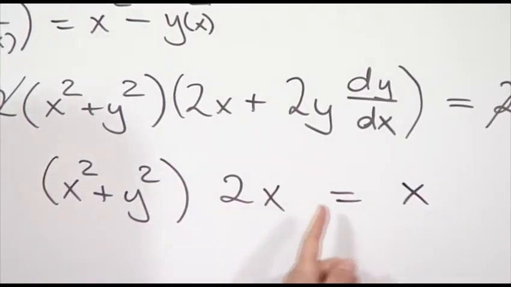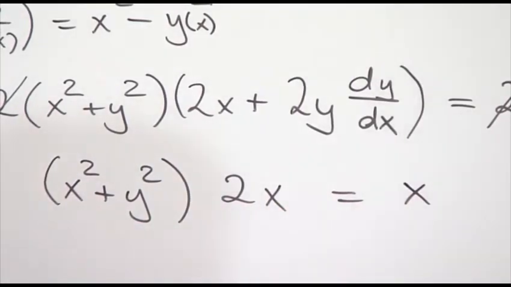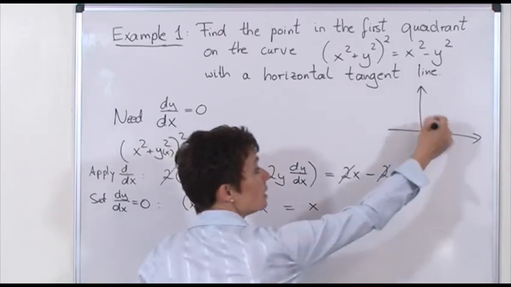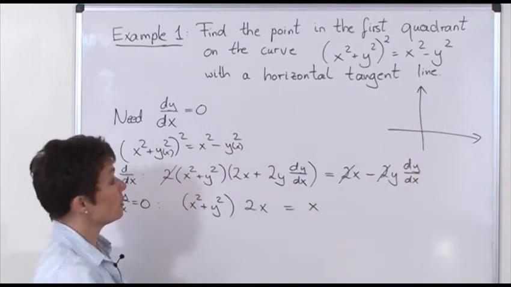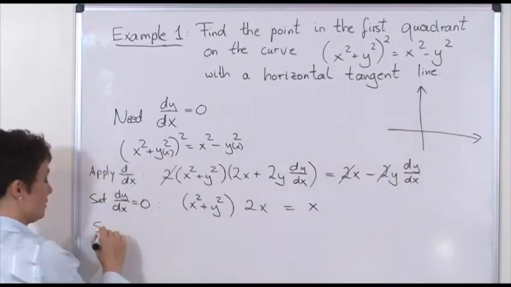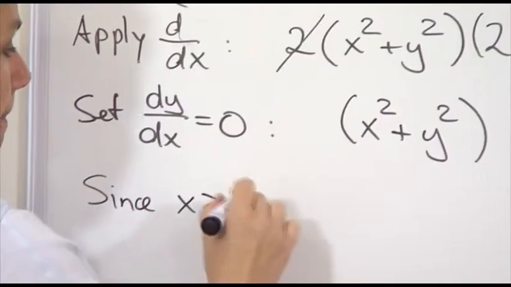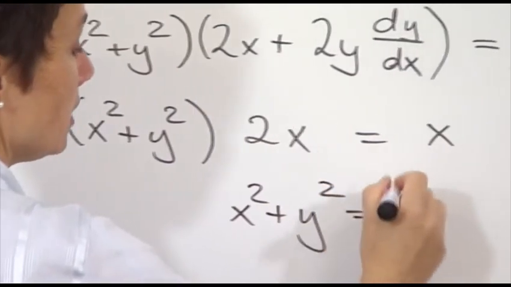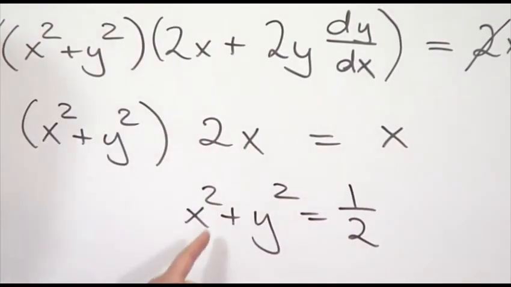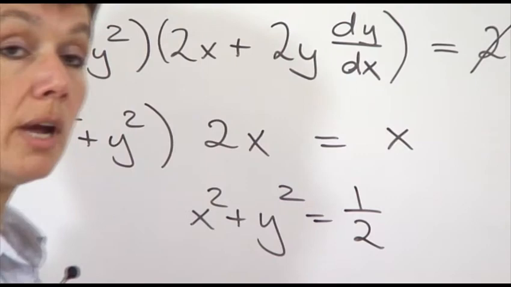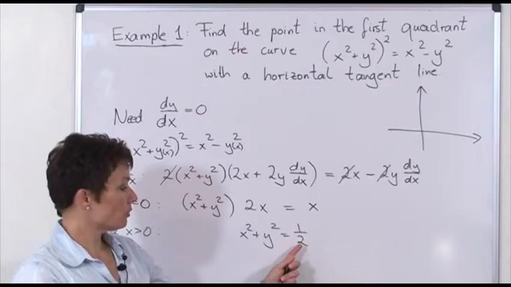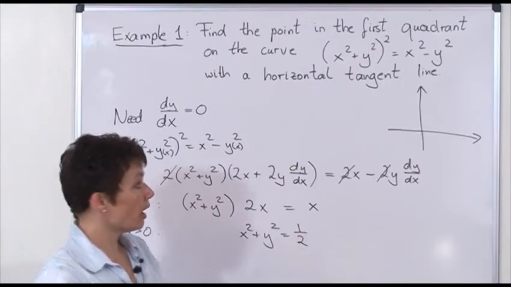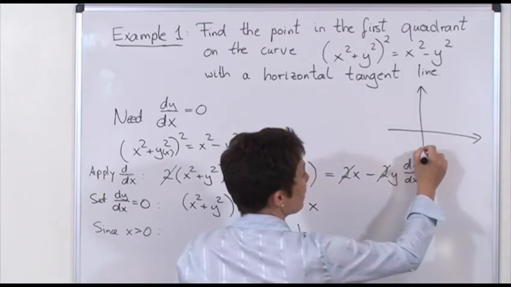Now I can divide here by 2x, and the x will go away since I know that x is non-zero. I'm looking for positive x. And we'll get x squared plus y squared is equal to 1/2. And you will notice that this is nothing else than the equation of a circle with radius square root of 1/2. So let's look at our picture.